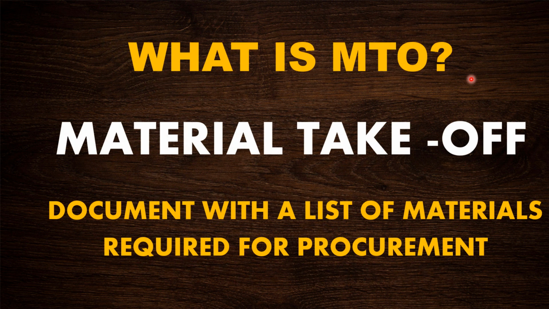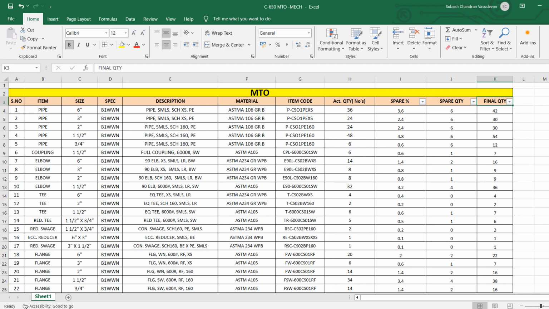What is MTO? MTO is nothing but material takeoff. That is what the full form stands for. So what is it about? It is a document with a list of materials required for procurement. Basically, you are preparing a sheet which will have a list of materials with quantities that will be sent for procurement for further purchase. To get an idea about this document, let me show you the sample document here.